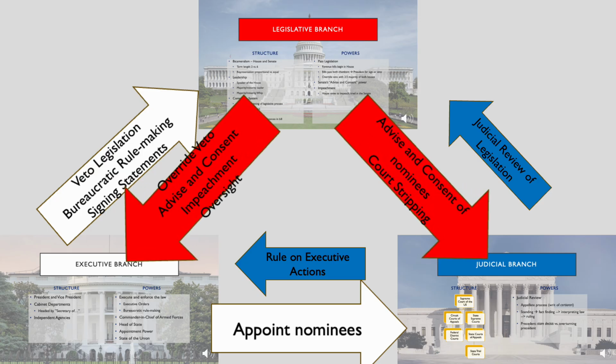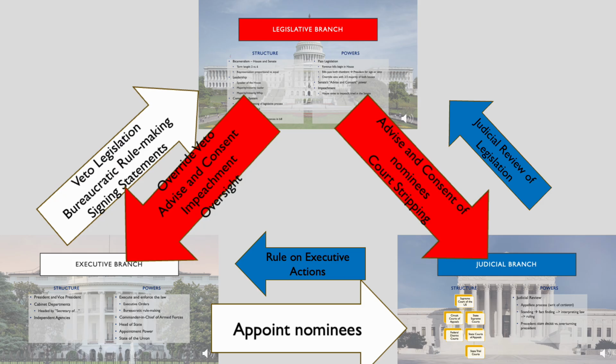How can Congress affect things? Well, they can limit the power of the presidency because they can override a veto. They also have the advise and consent power: they have to approve all nominees to federal agencies and the federal judiciary. And in extreme cases, they can impeach the president, the vice president, or members of the federal executive department.